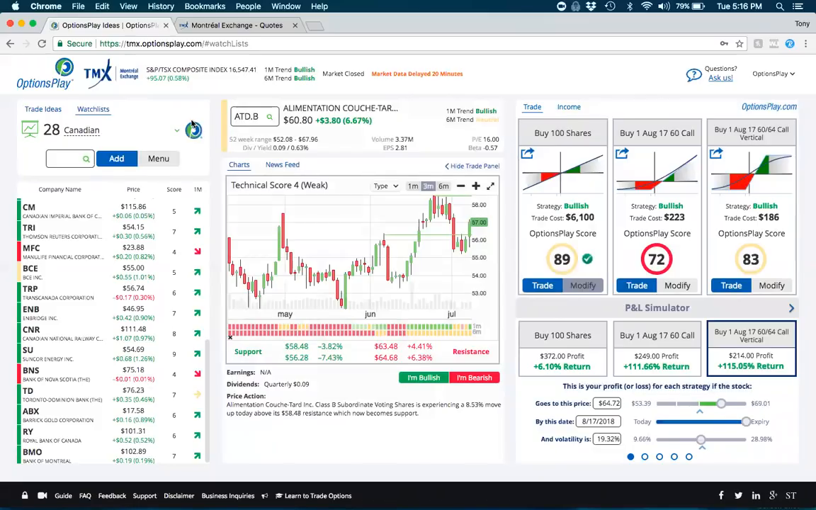My profile says Canadian OptionsPlay expires in September. So that's something that we will renew, because we've recently just renewed the contract with TMX. So you will get another free year of OptionsPlay for Canadian stocks.